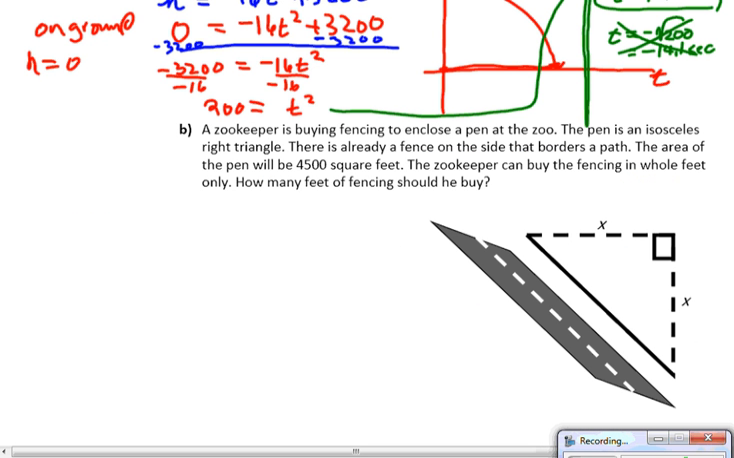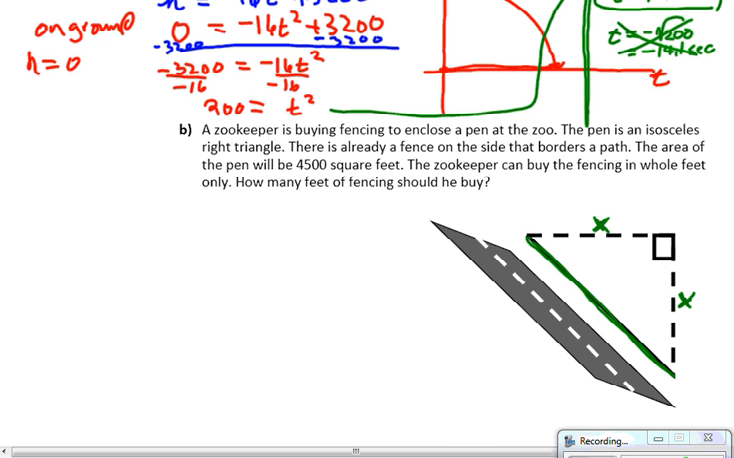All right, so B. A zookeeper is buying fencing to enclose a pen at the zoo. The pen is an isosceles right triangle. So you see the picture over here. We'll call both the sides x, so it makes it isosceles because they're the same. It's a right triangle. There's already a fence on the side that borders. You can see the fence that's already there. So that's already existing.